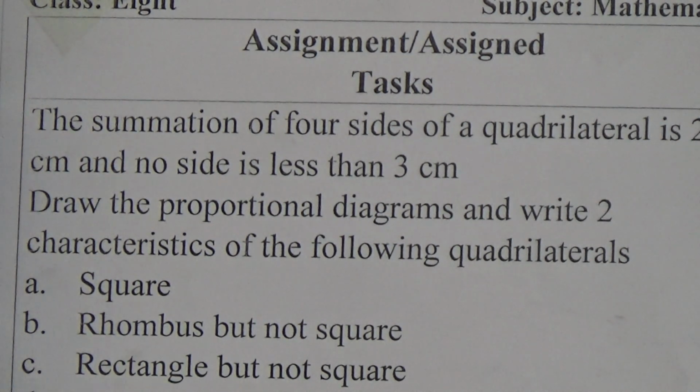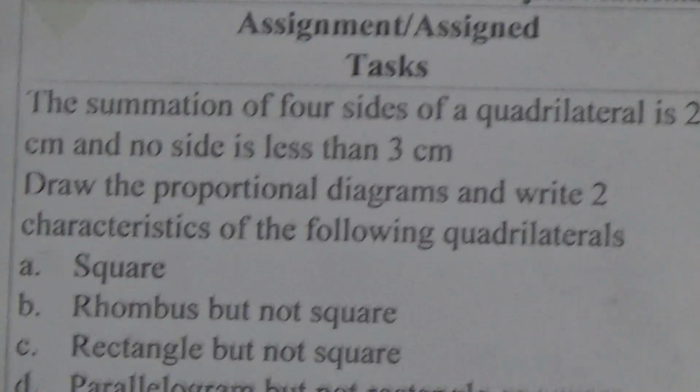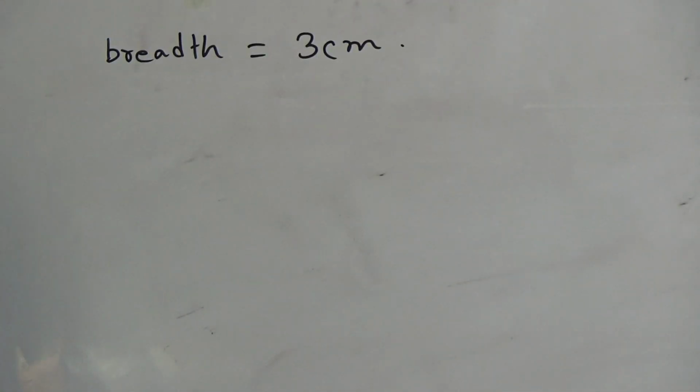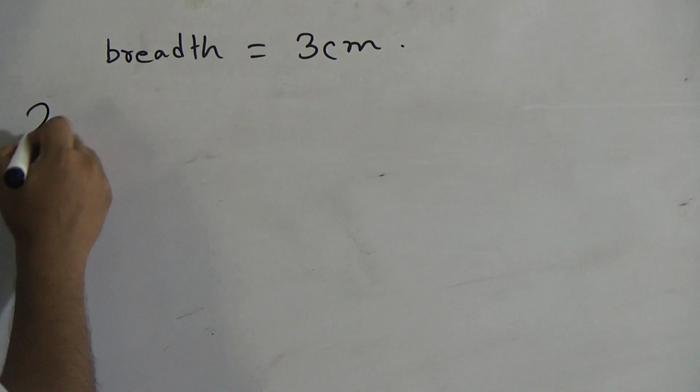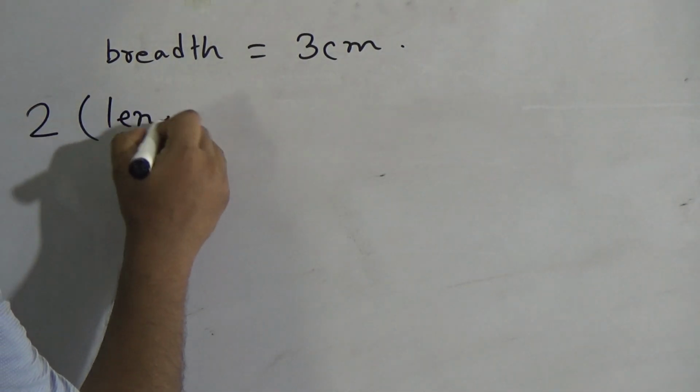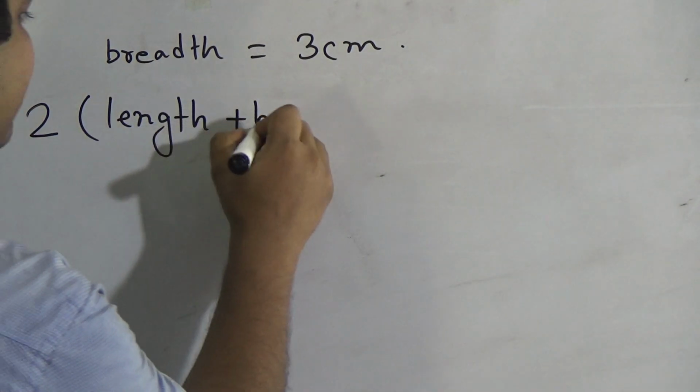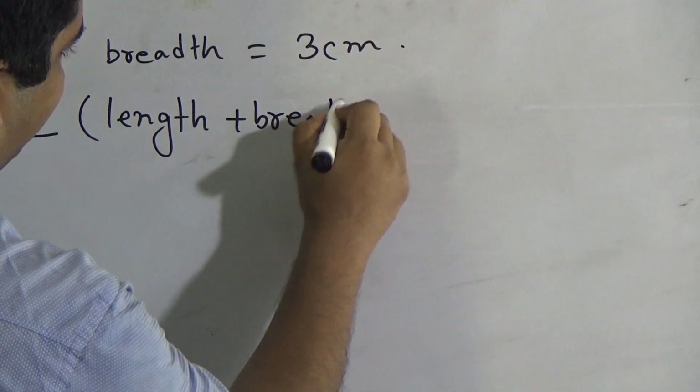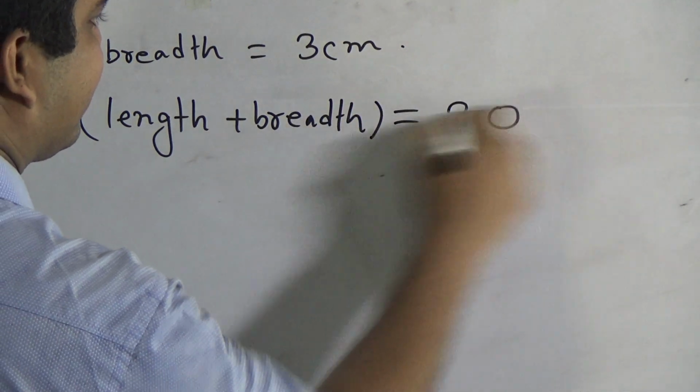The breadth of the rectangle is 3 centimeters. So what will be the length? We know that the perimeter of the rectangle is 2 times length plus breadth, equal to 20 centimeters.